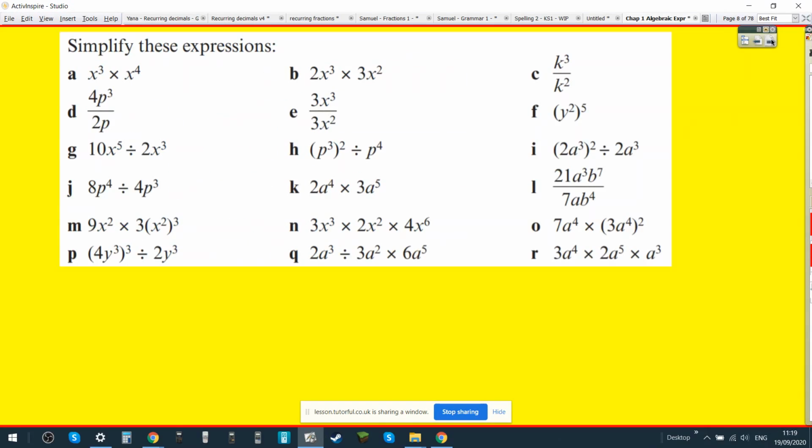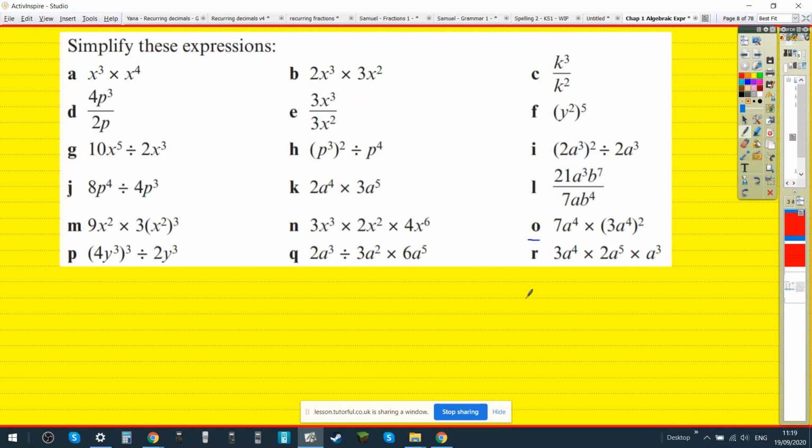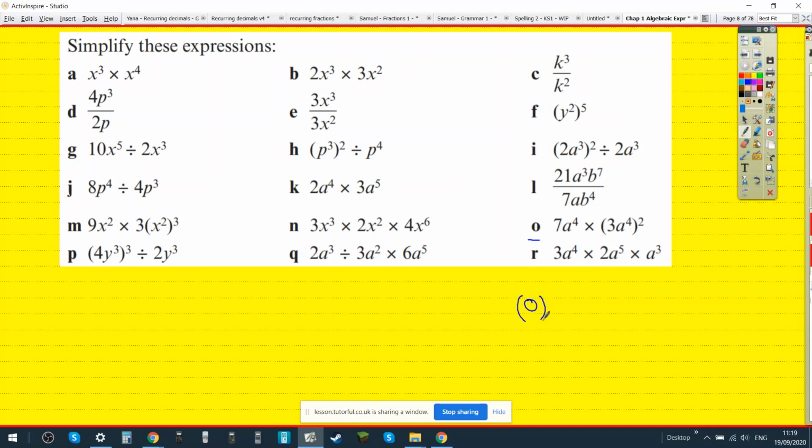Let's see. Let's try question O. Okay. So it'll be 9a to the 8, which would be one of them. That's the only bit I'm really interested in. So question P.